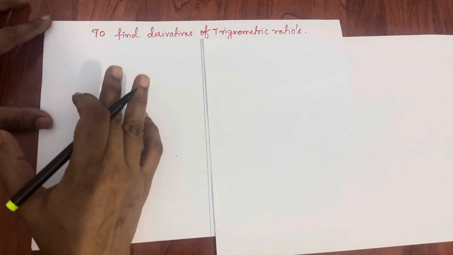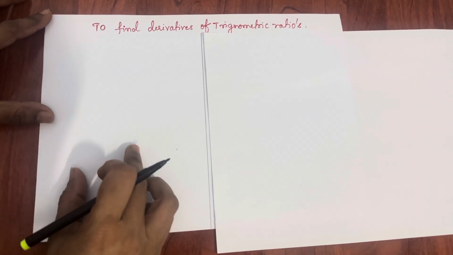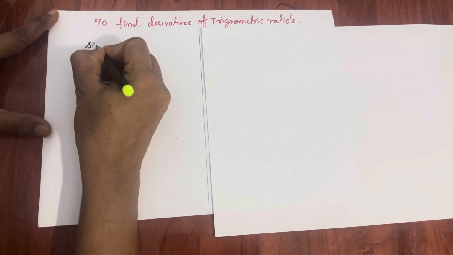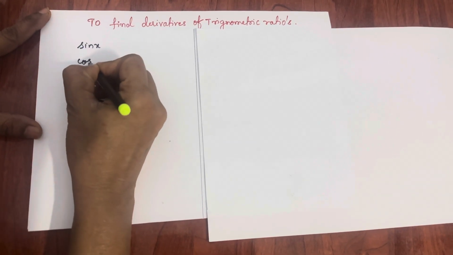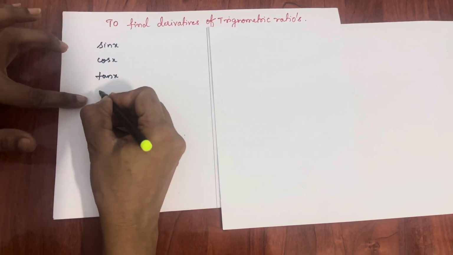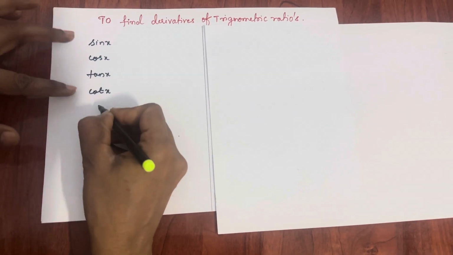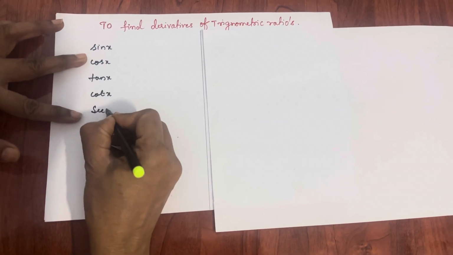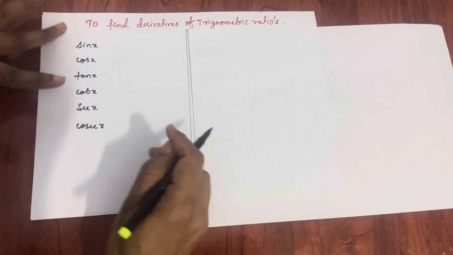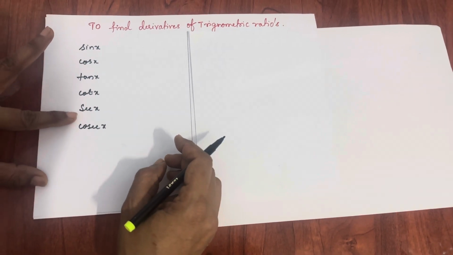Derivatives of trigonometric ratios. First, let us write the 6 trigonometric ratios in this order. We have learnt sin x, cos x, tan x. Next, we will write the reciprocal of tan, that is cot x, the reciprocal of cos, that is secant x, and the reciprocal of sine, that is cosecant x. So write all the 6 trigonometric ratios in this order.